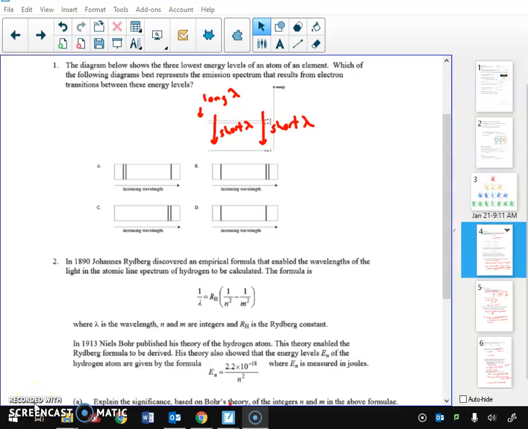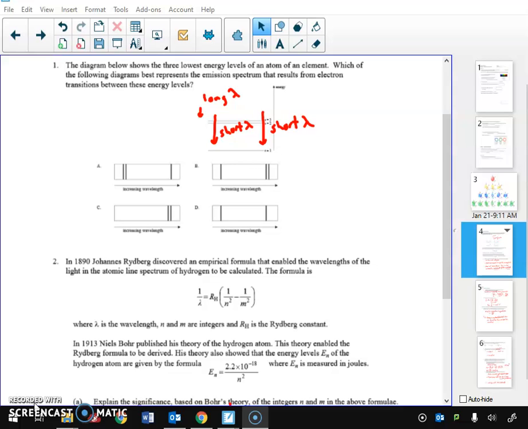Hi all, I'm going to go through the Bohr model extended. Some actually really good questions, really challenge your understanding of these IB problems. All right, so the first one, the answer is going to be A.